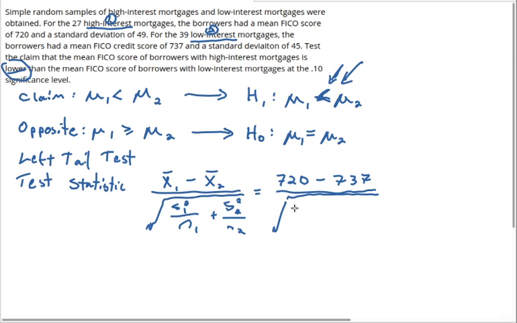Okay, so my standard deviation of my first group is 49, and I'm going to square that. And I had 27 of those guys. And then we'll add, we had 39 of these guys, and their standard deviation was 45. Okay, so now let me demonstrate how to put this in a calculator in one line.